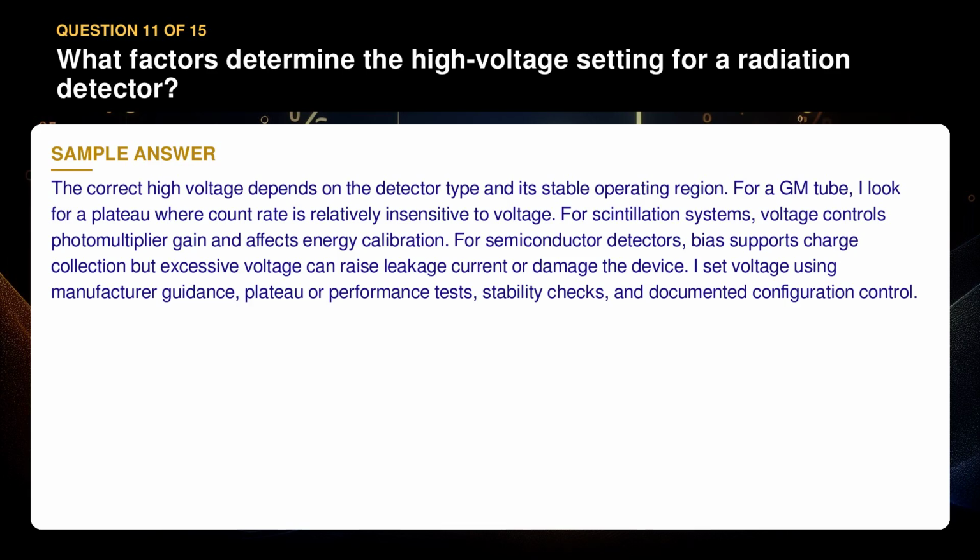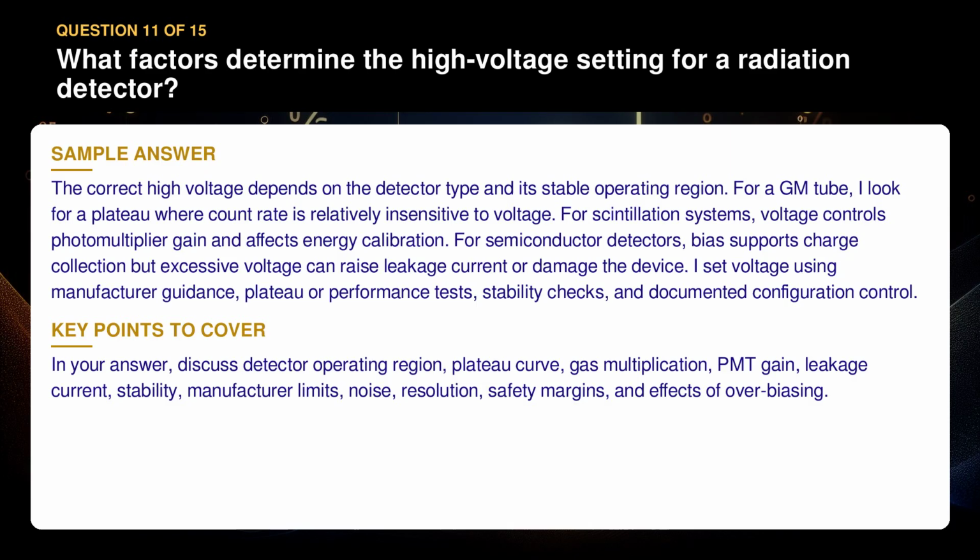The correct high voltage depends on the detector type and its stable operating region. For a GM tube, I look for a plateau where count rate is relatively insensitive to voltage. For scintillation systems, voltage controls photomultiplier gain and affects energy calibration. For semiconductor detectors, bias supports charge collection, but excessive voltage can raise leakage current or damage the device. I set voltage using manufacturer guidance, plateau or performance tests, stability checks, and documented configuration control.